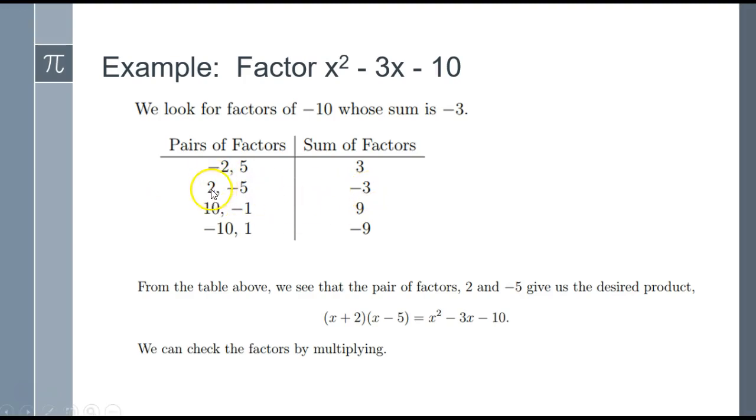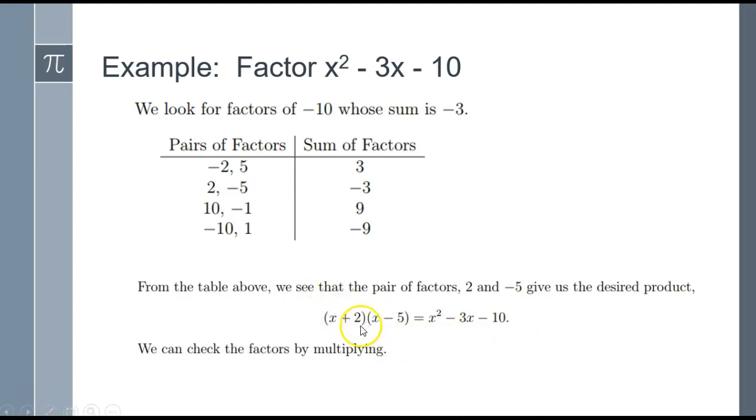So I'm going to have a be 2 and b be negative 5. So I get x plus 2 times x minus 5. And if I multiply that out using my foiling method or distributing the x and then distributing the 2, however you learned it, you will get x squared minus 3x minus 10.